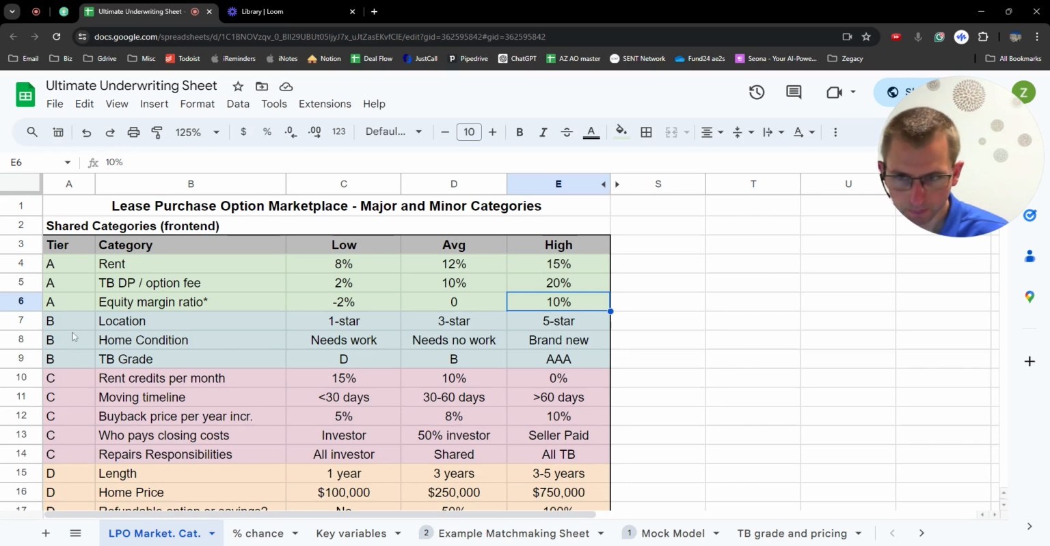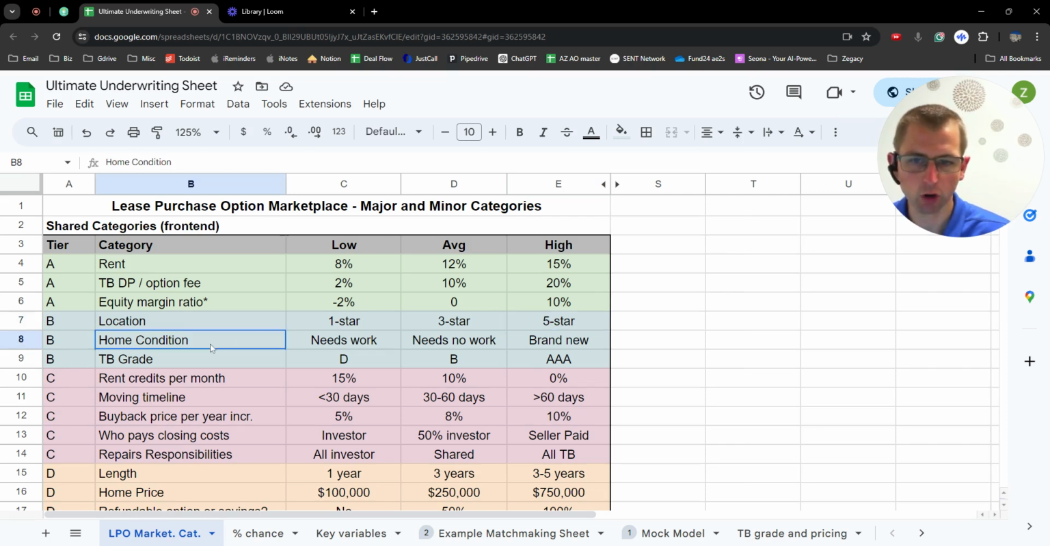What we found out next is the location. If it's a high crime area, investors and tenants both aren't super interested, versus a brand new, up-and-coming area. The home condition can vary from needs a lot of work to brand new. And then the tenant buyer grade, or the tenant, is typically on a range.